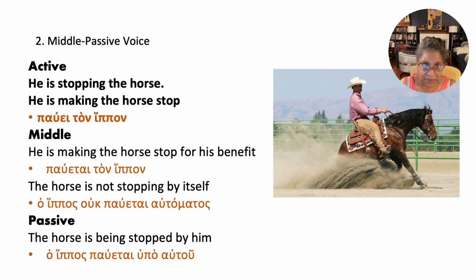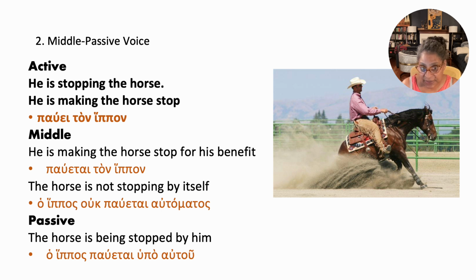Okay, so here we have active. He is stopping the horse, right? Or he's making the horse stop. So pauei ton hippon. He's making the horse stop. He's stopping the horse. So in the middle, he's making the horse stop for his benefit, right? So pauetai ton hippon.